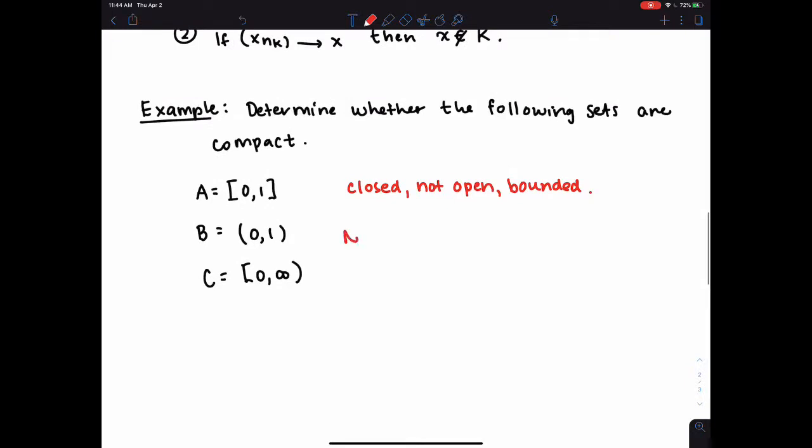The next one is not closed. It is open, and it's still bounded by 1. And the final one is closed, not open, and unbounded.